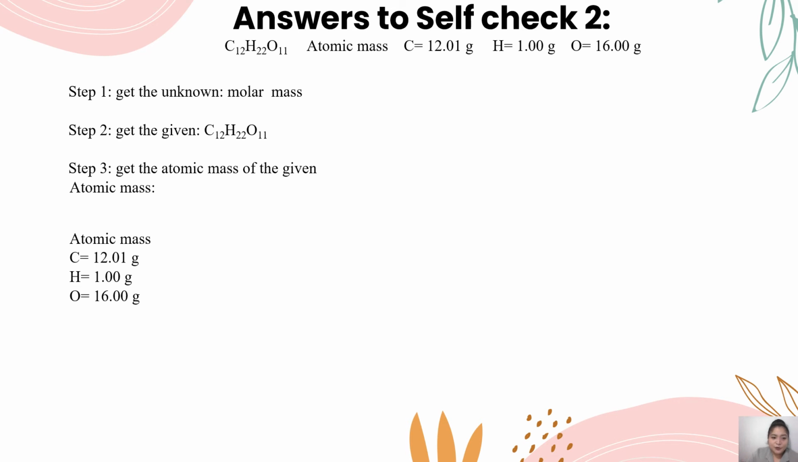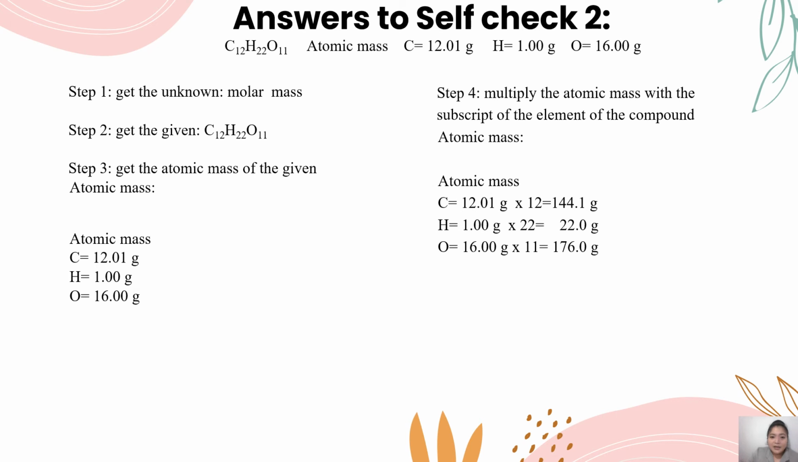Atomic masses for carbon, hydrogen, and oxygen. Then we have step number 4, multiply with their corresponding subscript. Now it is very important that we have the same periodic table, the one that I have shown and given you in the previous discussion, okay? So that we get the same answers, because we will be able to derive the correct answer if you and I have the same periodic table and the same number of significant figures, okay?